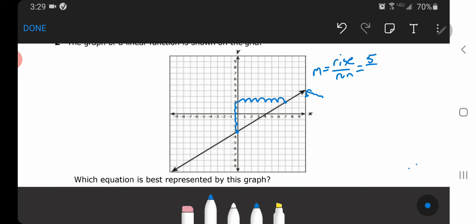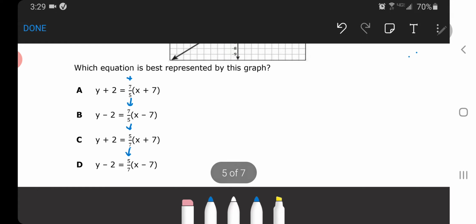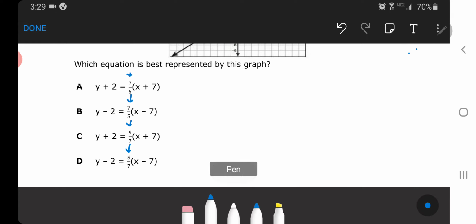So of course going to the right is positive. So positive 7. So our slope is 5 over 7. So in that case, we can get rid of A and B because that does not represent 5 over 7. Only C and D do.